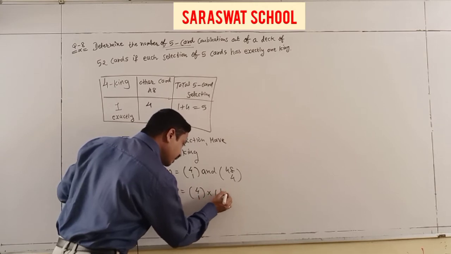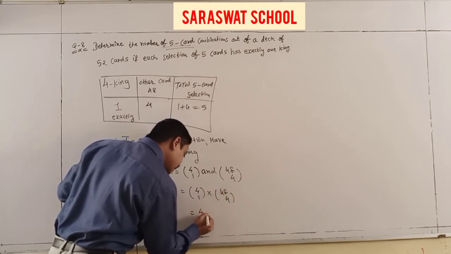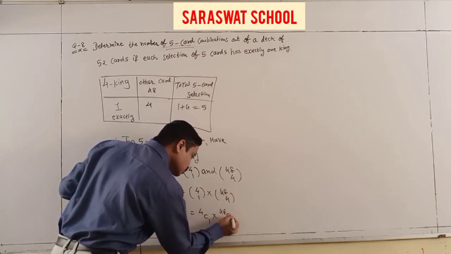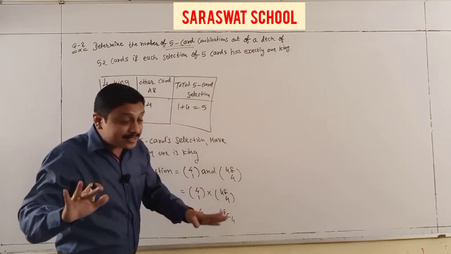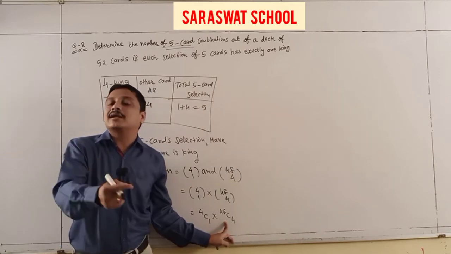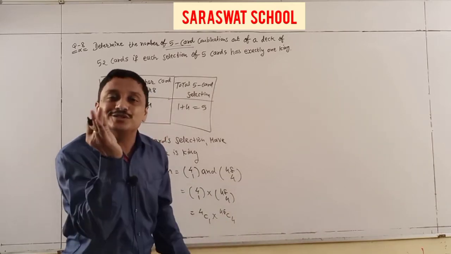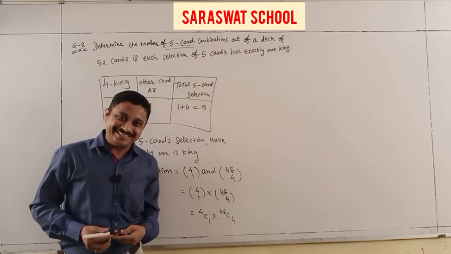4C1 into 48C4. Either you can write it this way, which is also true, and the answer printed at the back is also correct. If you further calculate, you get the answer. Either this answer is also true. Yes students, this numerical is done.